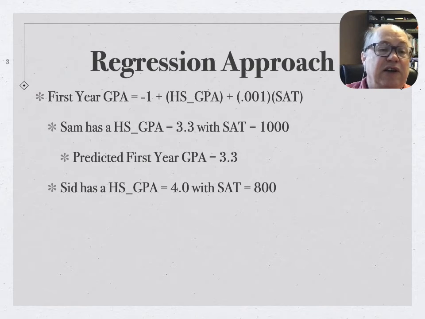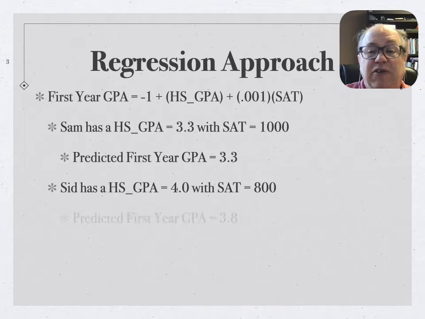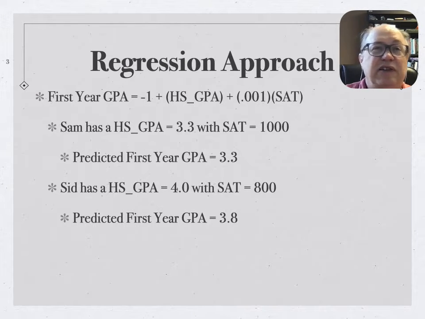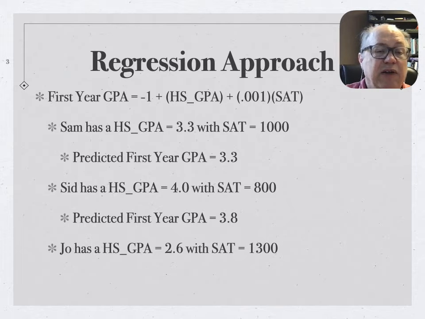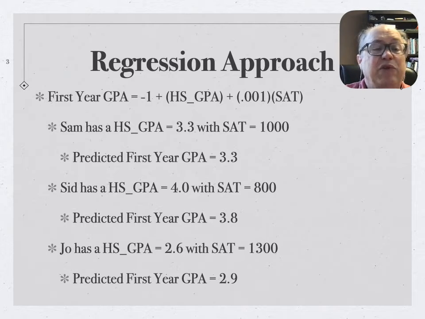Sid has a high school GPA of 4 with an SAT of 800. We predict their first year GPA to be a little bit lower than their high school GPA because their SAT is not as strong. Still though, that high school GPA shows that Sid does know how to get their work done in a good manner. Joe has a high school GPA of 2.6 with an SAT of 1,300. That's a pretty high SAT, and GPA is 2.6. Well, we would predict their first year GPA to be better than high school GPA because of that SAT, at 2.9. But then we get into, well, where do we set the line for that?